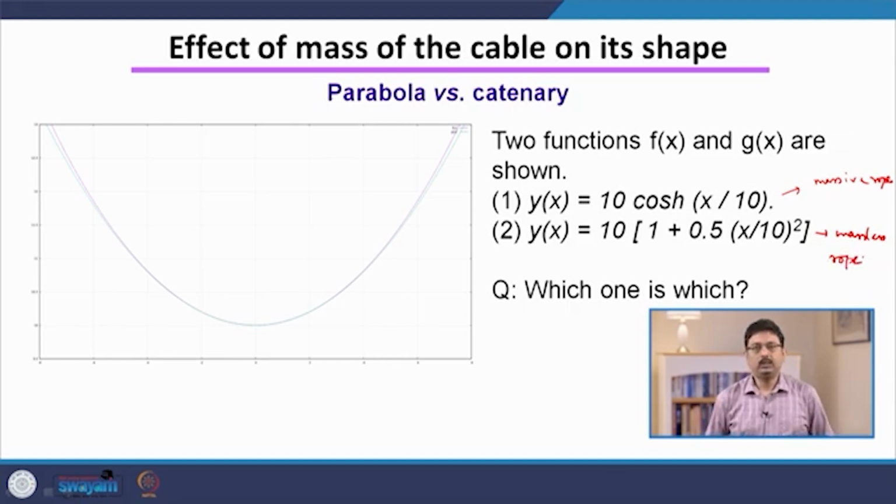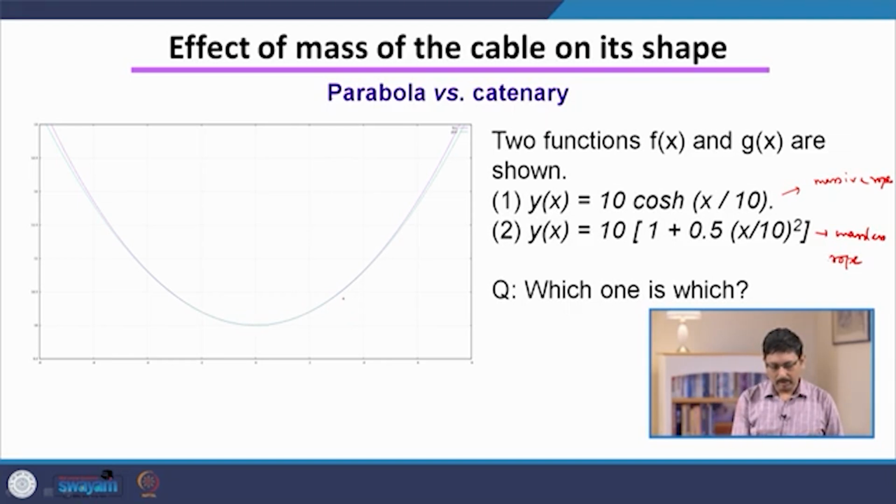Now, the question for you is, but I don't tell you which function is cos hyperbolic and which function is the parabola. Here I am showing you the plots, and if you look at the two curves, you will see up to quite a short distance away from your origin, that is the lowest point of the hanging cable.